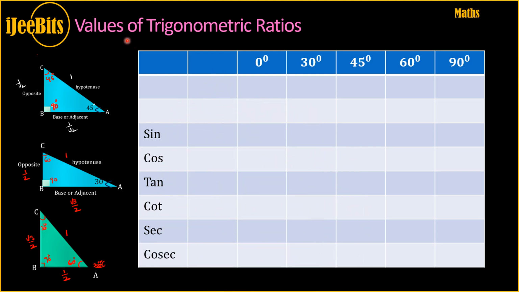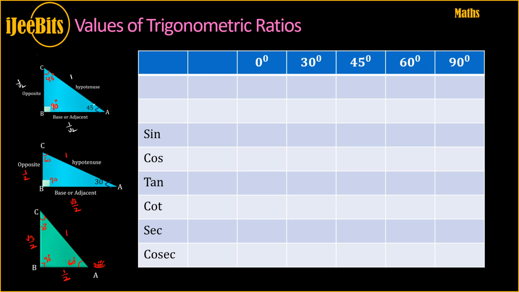Since we know how to compute the trigonometric ratios for given triangles like 45, 45, 90 and 30, 60, 90 or 60, 30, 90, right? What we will do is construct a table having values for all these trigonometric ratios for given angles such as 0, 30, 45, 60, 90.